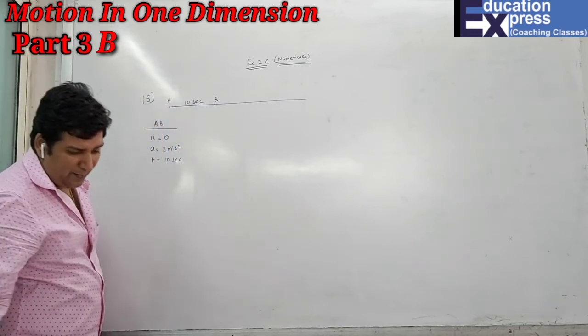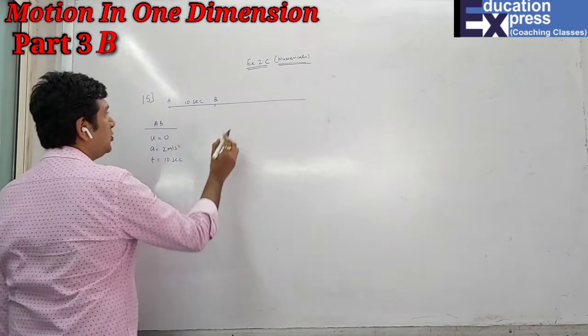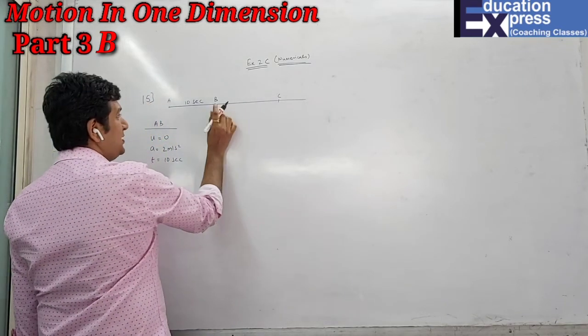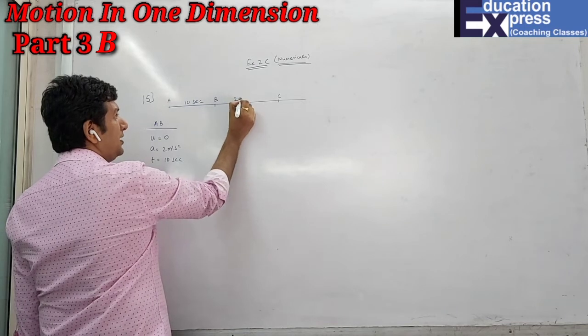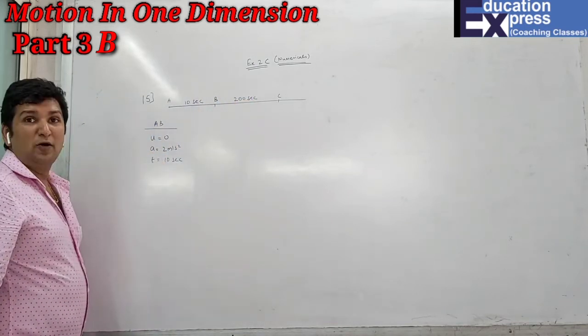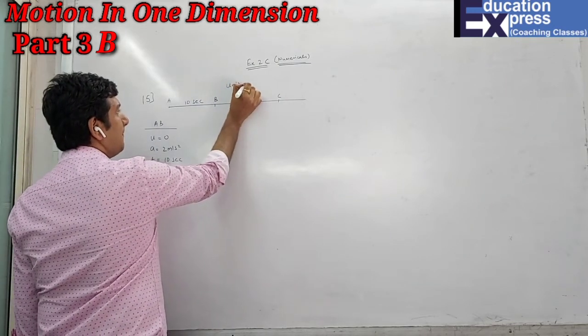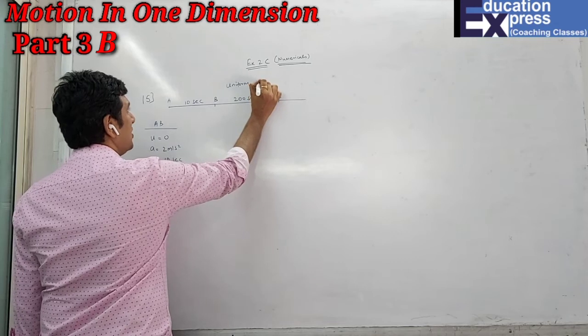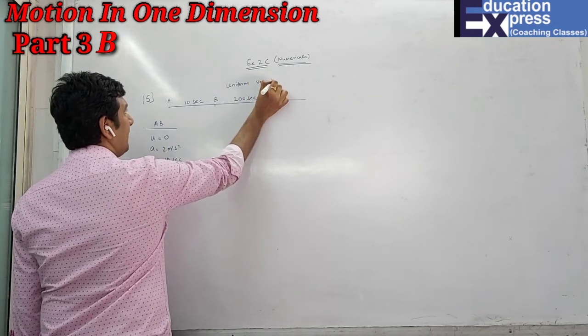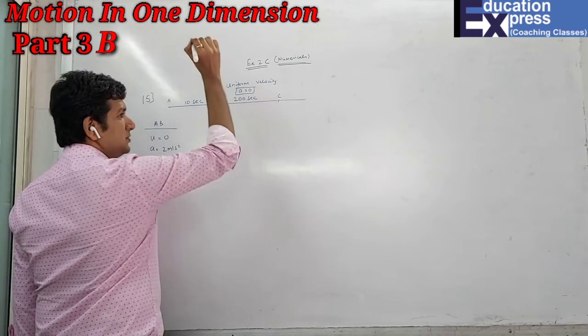This is the information for the AB part. It then maintains a constant speed for 200 seconds. That means from B to C, now it is able to maintain the same speed. That is constant speed, that means uniform speed. So if it's uniform velocity, can I say the acceleration for this part will be 0?